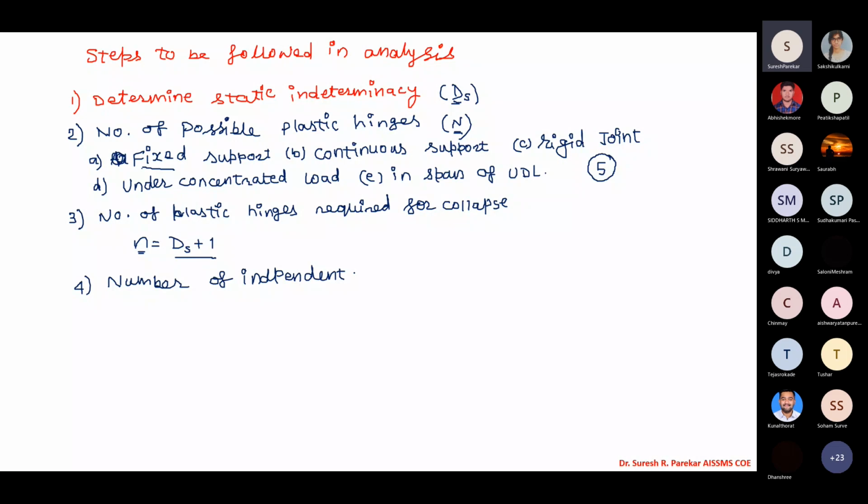Then we have number of independent mechanisms. काय फॉर्म्युला आहे? Equal to, yes, N minus DS. And correct. कोणता n? Capital N. Yes. So we have number of possible hinges minus static indeterminacy, and that will give us number of independent mechanisms. Then we have fifth.